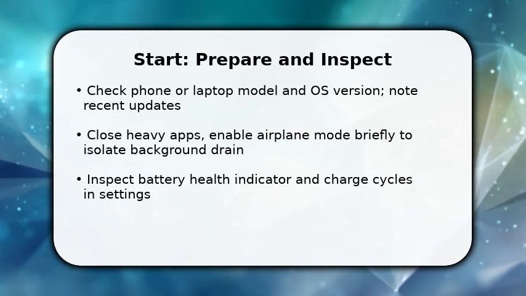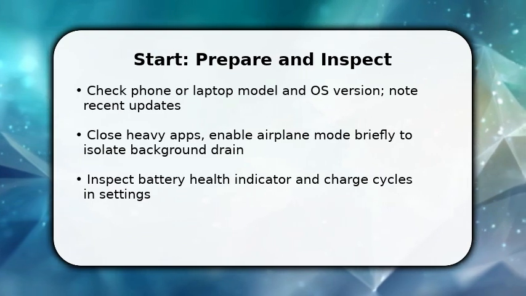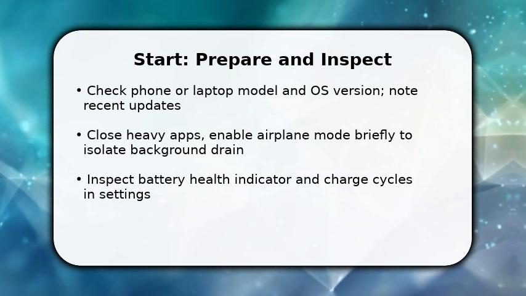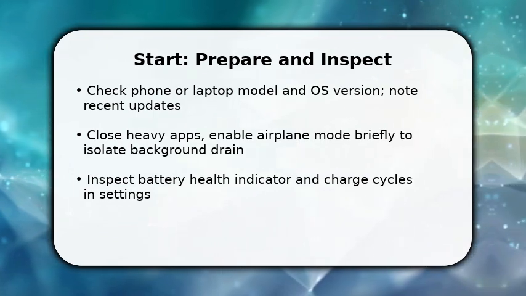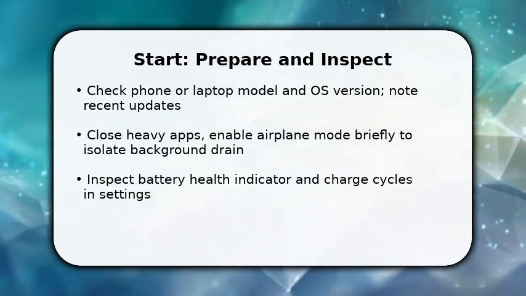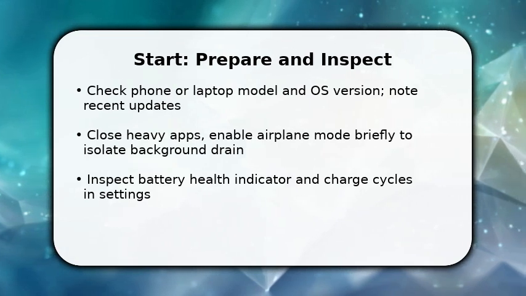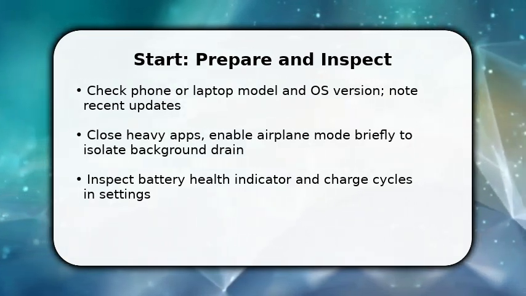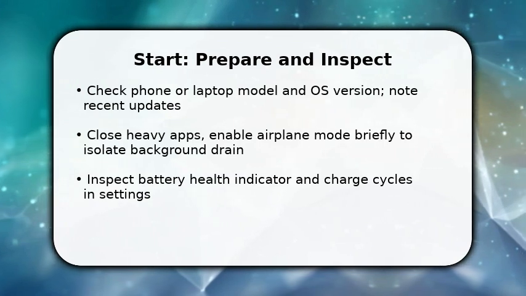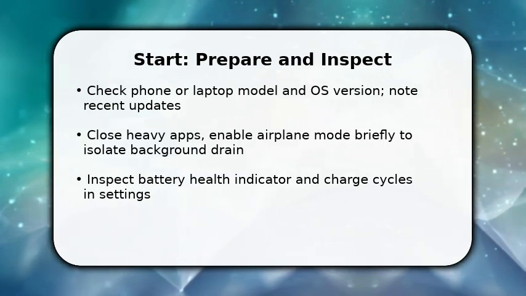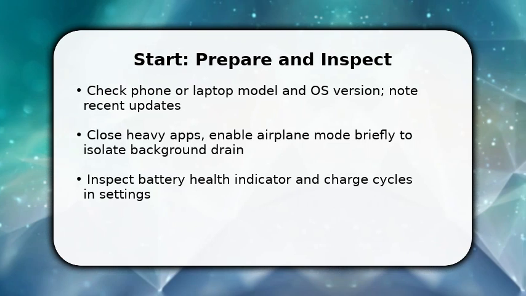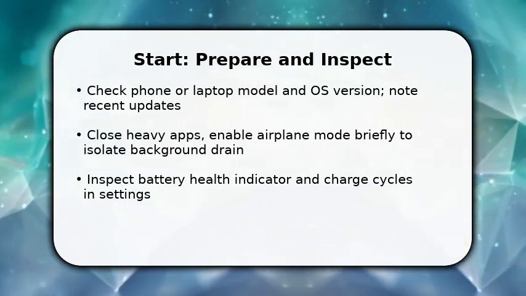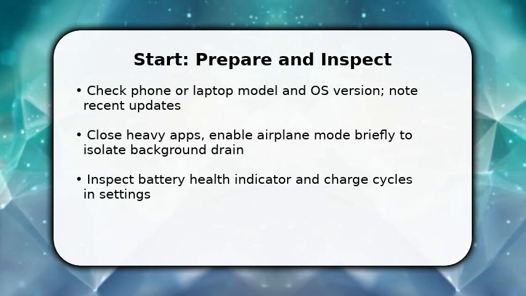You begin by confirming device model and OS, because accurate diagnostics depend on current software. Once done, check battery health and charge cycles in settings to see where. Close or force stop heavy apps and toggle airplane mode briefly to observe baseline drain. This shows whether background processes are the culprit. Make sure to record screen on time and percent drop over 10-15 minutes. These quick steps set a clean starting point for deeper investigation and prevent false positives.